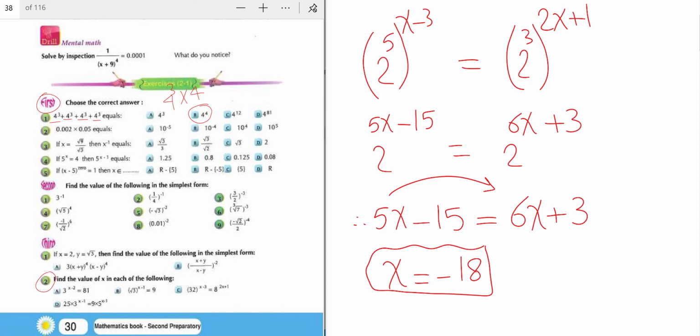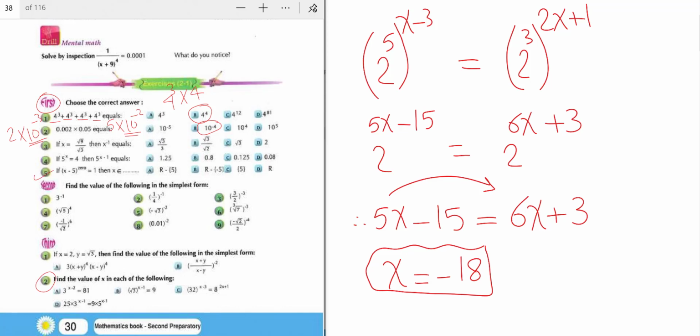0.008 times 0.05 equals 2 times 10 power negative 3 times 5 times 10 power negative 2. 10 power negative 5 times 10, 2 times 5 equals 10. Negative 5 plus 1 equals negative 4. So the result becomes 10 power negative 4.